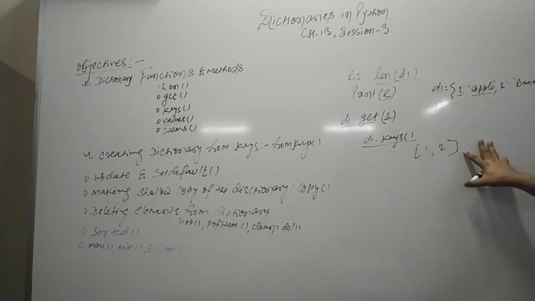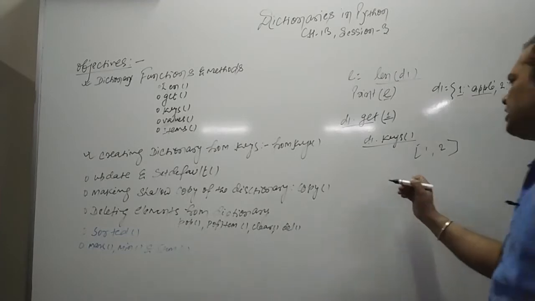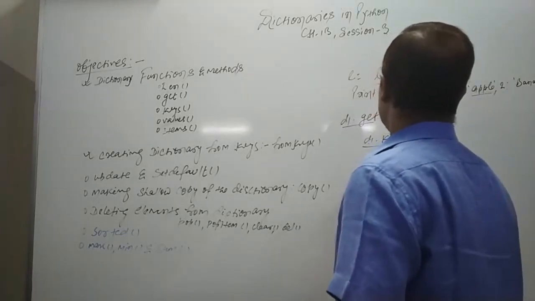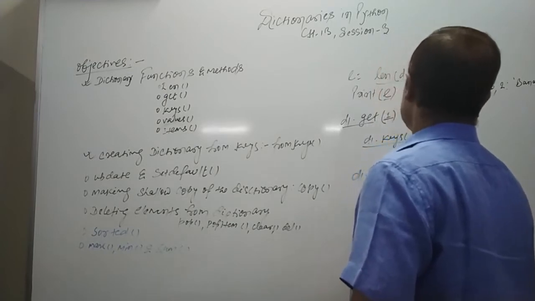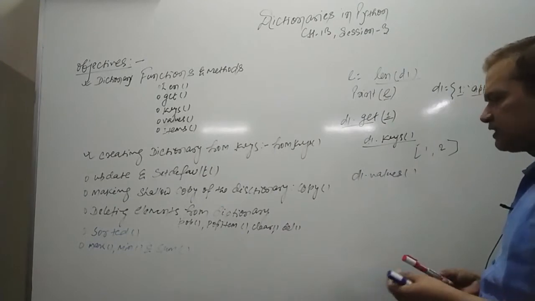So the keys method will simply help you to know what the keys of a particular dictionary are. Here D1 is a dictionary, and keys is a method. Simply you will get the answer like this. Now if you want to see all the values of a dictionary, you can use D1 dot values. D1 is a dictionary name, mind it. So this method will simply print all the values of your dictionary.